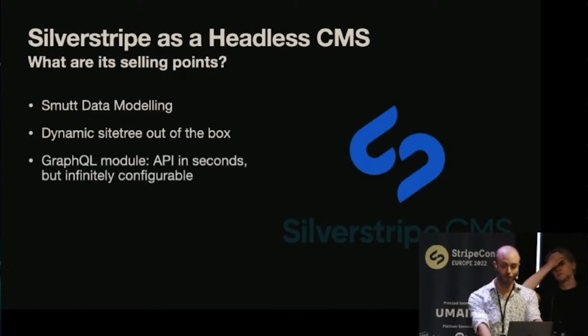Of course, there's the GraphQL module. I don't think Silverstripe headless development would work if this didn't exist. It's been such a revolutionizing thing, I think, for Silverstripe to have this GraphQL module, because it's so easy to get up and running with new objects and just getting them out through an API. And yeah, it's just really great.